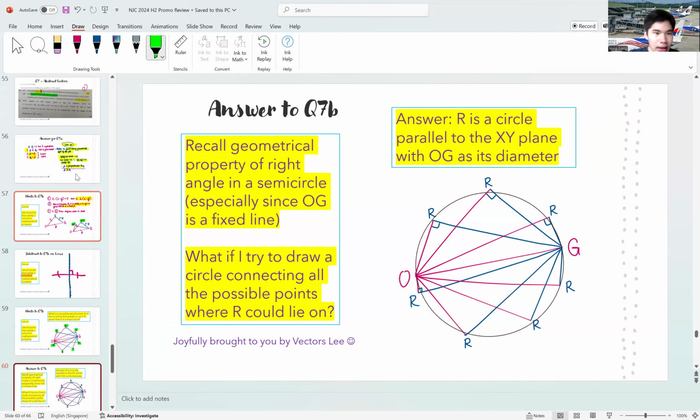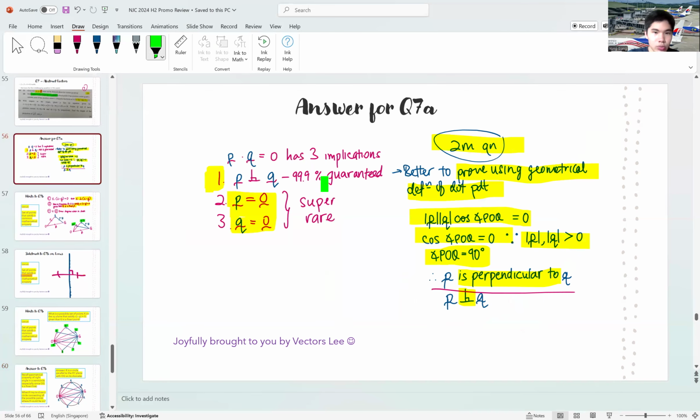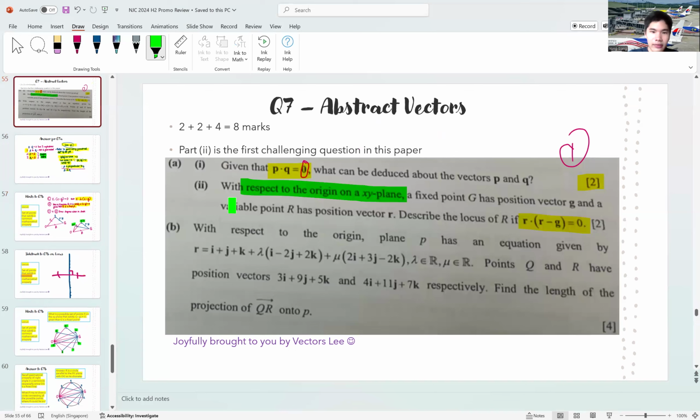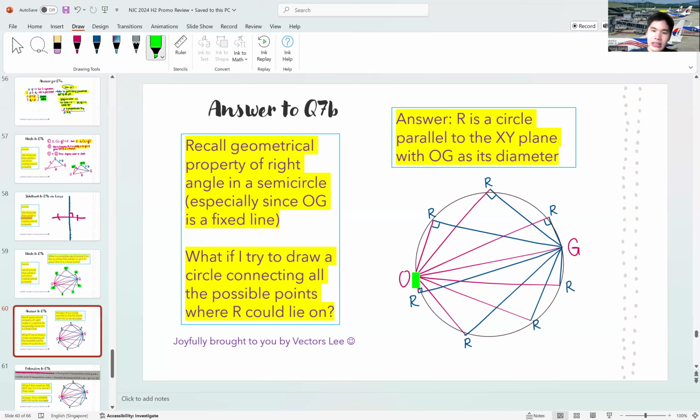Some of you might ask me this one, which is super rare: how is it possible to satisfy R dot R minus G is zero? What if R is a zero vector? R can be a zero vector. It's a variable point R. What if R was on the origin? The circle also passes through the origin, so OR is a zero vector, and R dot R minus G is zero.